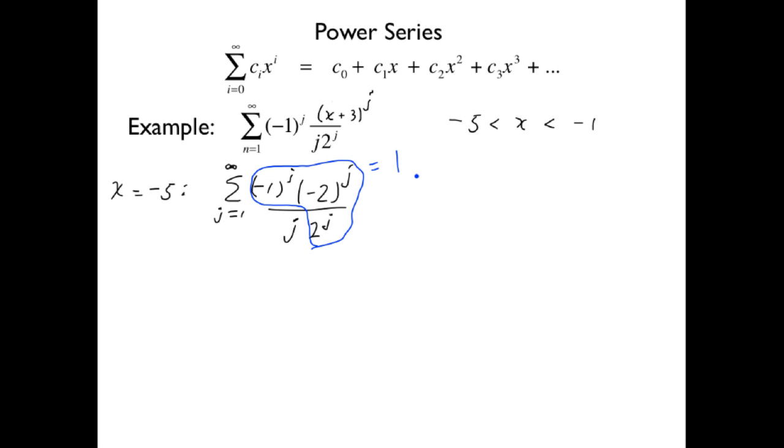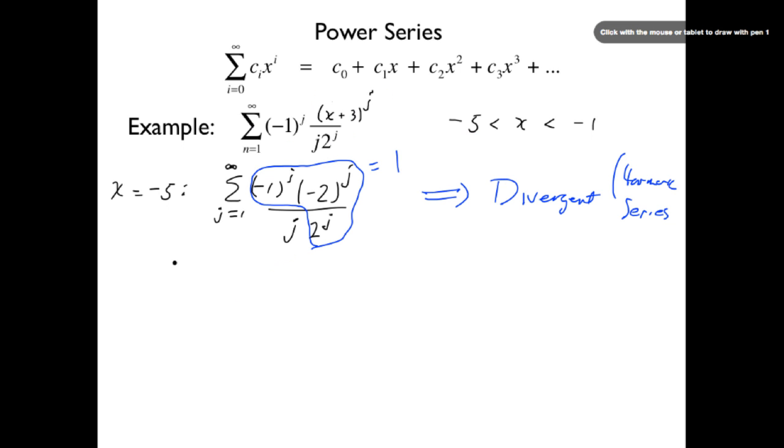Convergent or divergent? 1 over j is the harmonic series, divergent. Therefore, keep it strictly less than here for this one. We don't want negative 5 because negative 5 gives us the harmonic series. So negative 1.